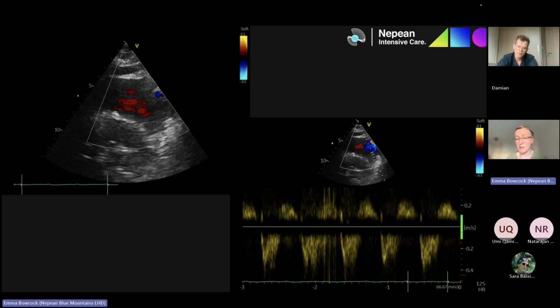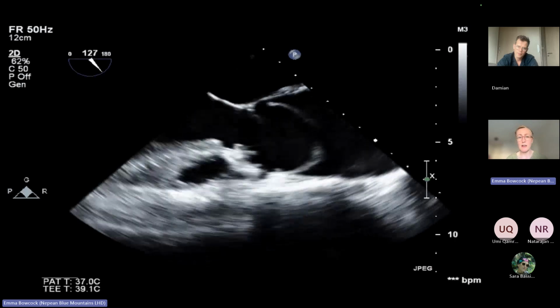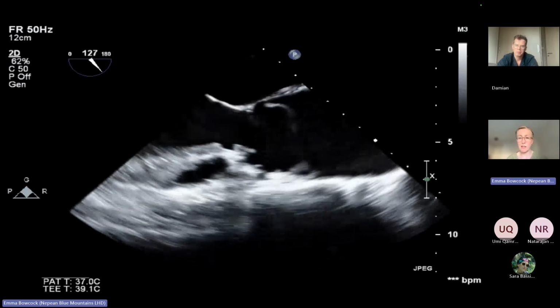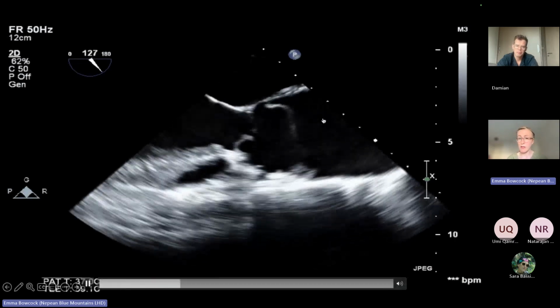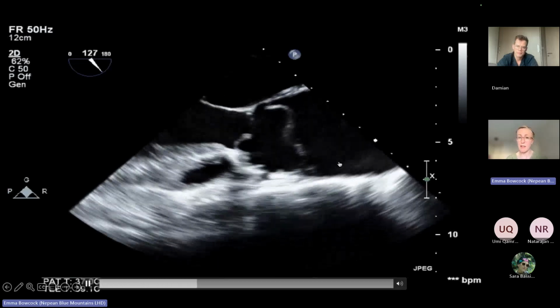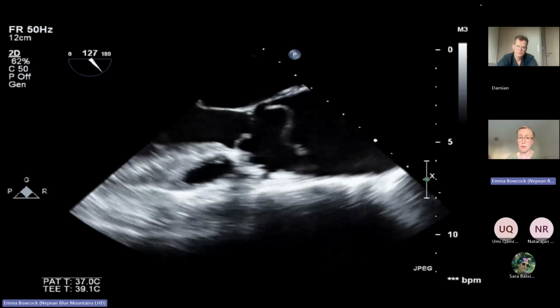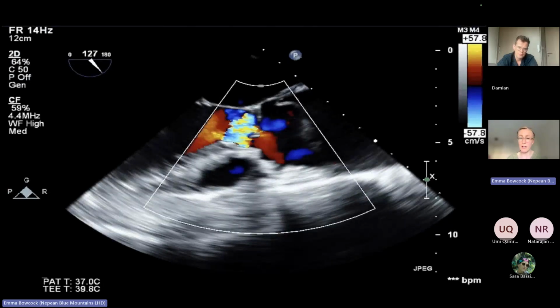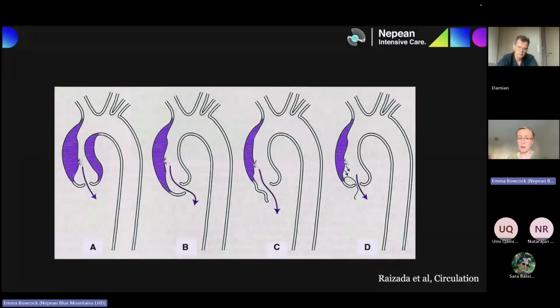And these are the challenges, right? When people are sick and unwell, like with acute AR in particular, there are all these challenges that make it different from someone coming to your clinic with chronic AR. This was her TOE, and for time I might just go through. Very nicely spotted, that dissection flap in the ascending aorta, and she also has some prolapsing of the valve, leading to severe aortic regurgitation.